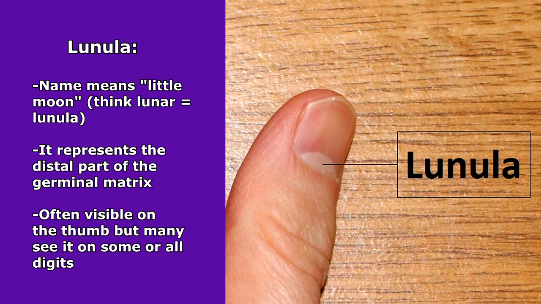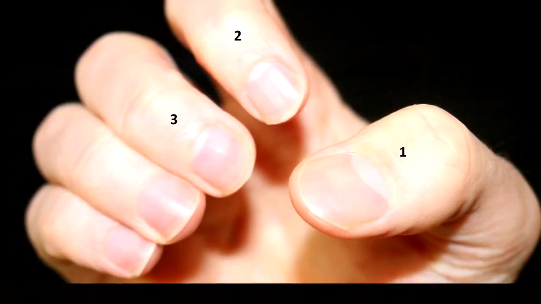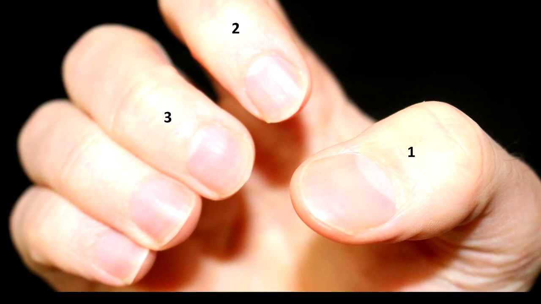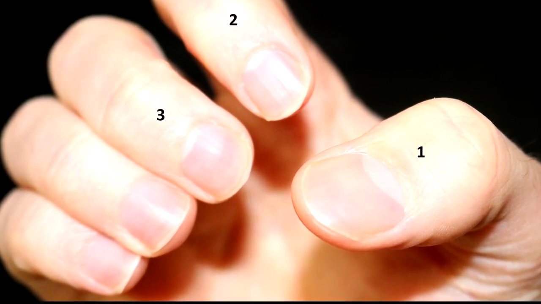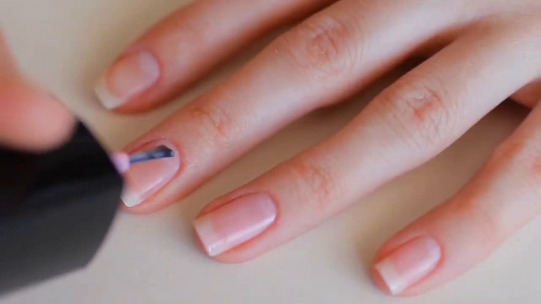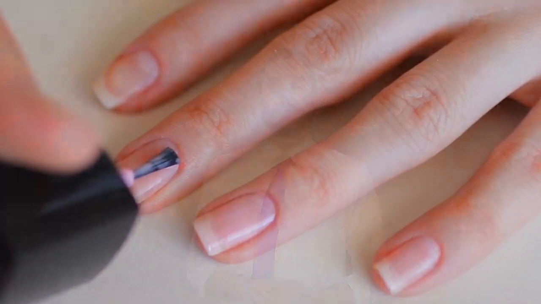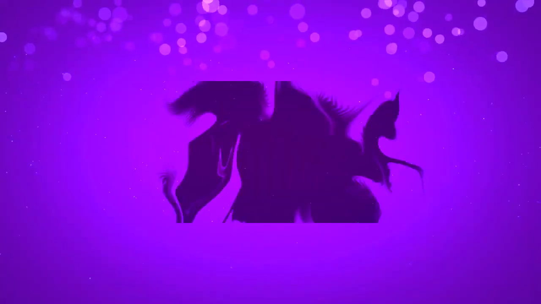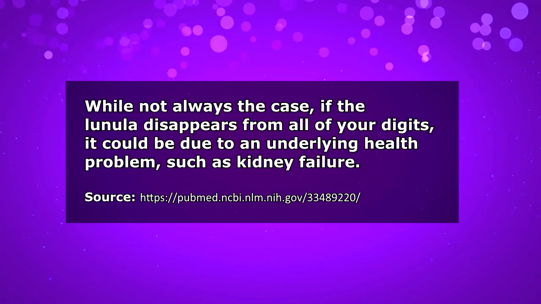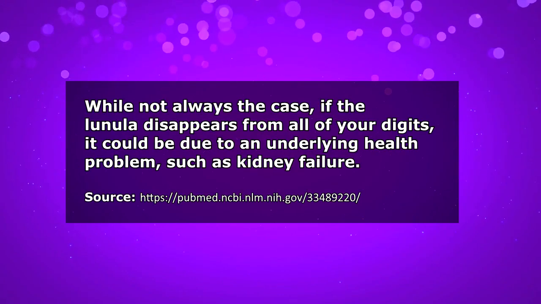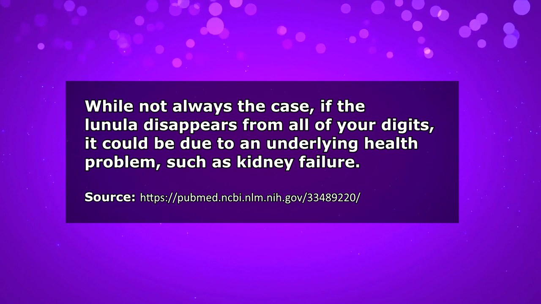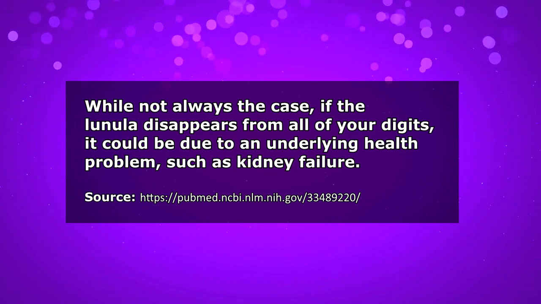And the lunula tends to be most visible on your thumb. However, on other digits, you may not really see it. On my hand, you can only see it on digits 1 through 3, but some people you can actually see it on all 5 digits, and some people you might not even see it at all. But let me know in the comments below if you can see it on all 5 of your digits. Now, if the lunula begins to disappear from all your fingers, it could potentially be due to an underlying disease or something like kidney failure, so you want to keep that in mind.